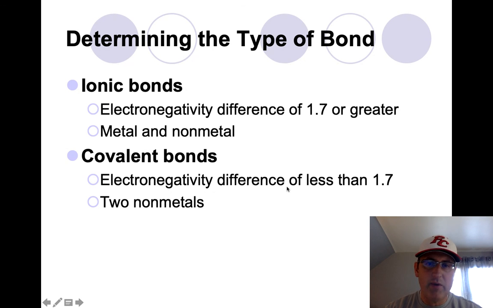those differences are usually greater than 1.7. And with covalent bonds, you really can't tell if it's going to be nonpolar or polar unless it's the same atom bonded to itself, but it usually is two nonmetals. Usually their electronegativity values are pretty large, but pretty similar. And when you subtract those, you get a difference of less than 1.7.